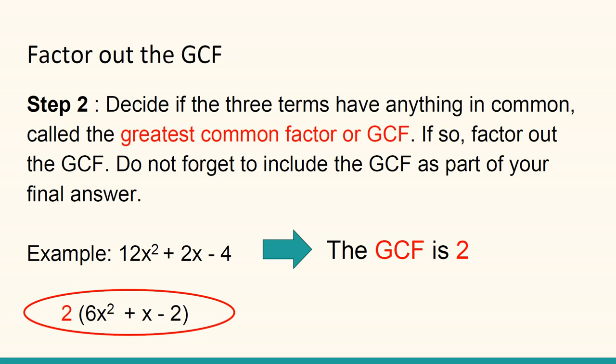In order to find the GCF, we have to find something in common between these 3 terms. What is common between these 3 terms? So we have 12, 2, and negative 4. Since they all are multiples of 2 and are divisible by 2, I'm going to say the GCF is 2. Correct. Now let's move on to step 3.